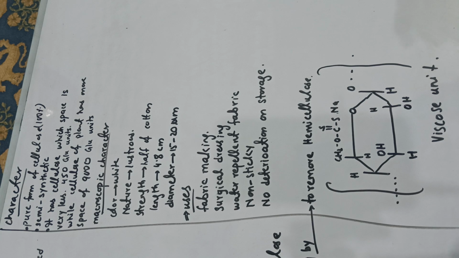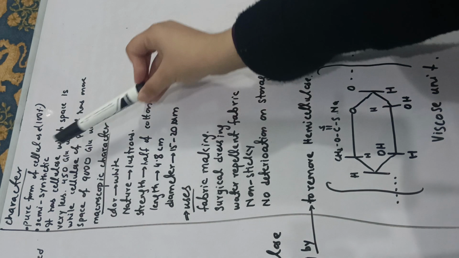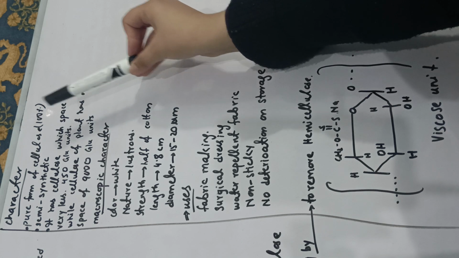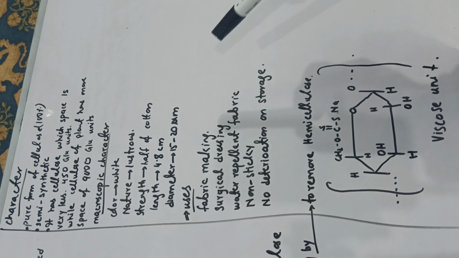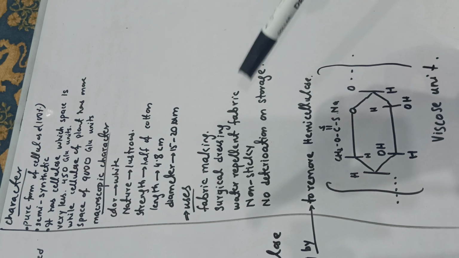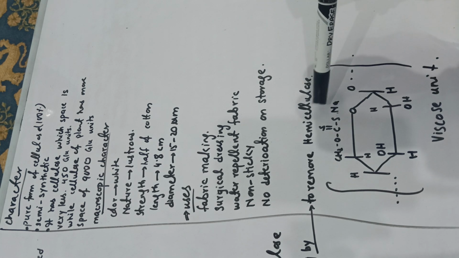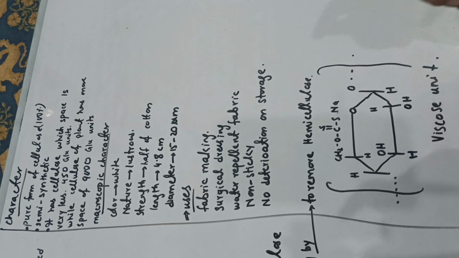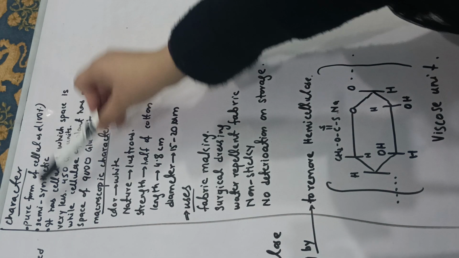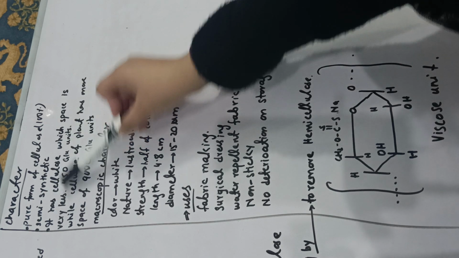Here I have written some characteristics of it. Viscose consists of a pure form of cellulose because it contains 100% cellulose. From wood we get 80 to 90% cellulose; we remove the hemicellulose from it, so the cellulose left is about 80 to 90%. But now we will convert this cellulose into 100%, and so it is semi-synthetic in nature. It has cellulose in which the space is very less.